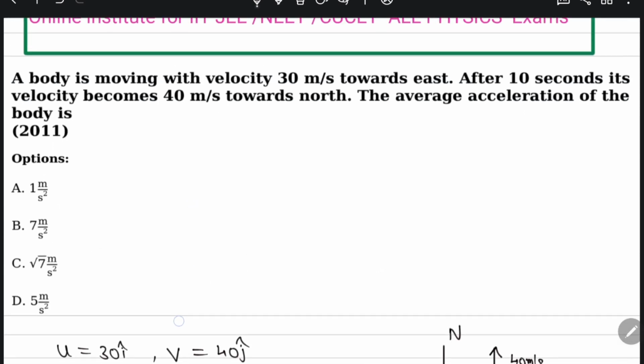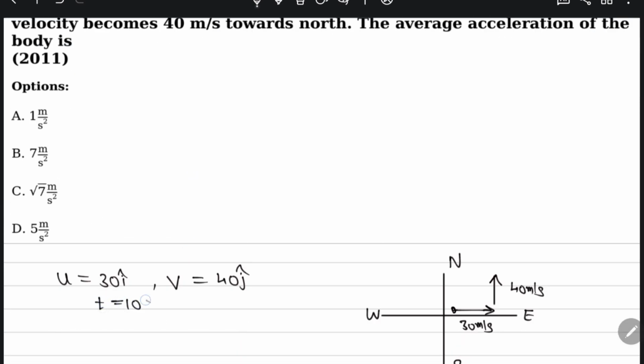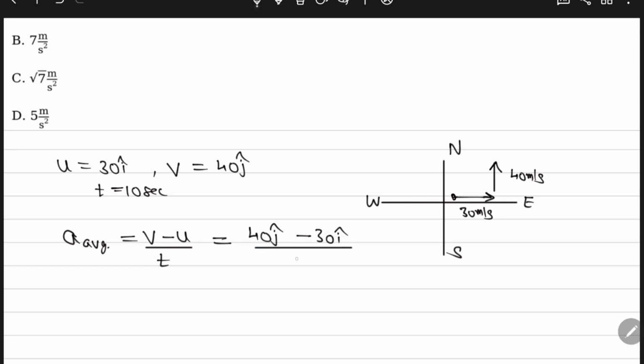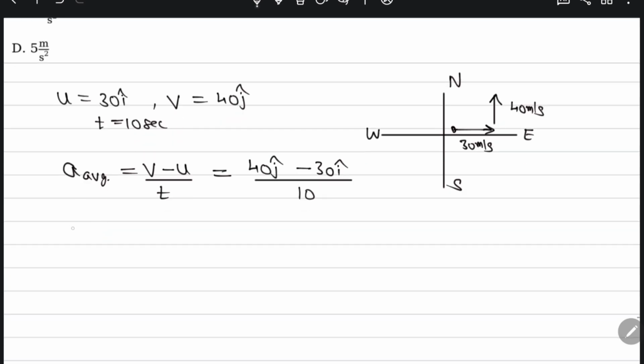This means their final velocity becomes 40 j cap. Then the average acceleration during the time interval, and the time they have given is 10 seconds. Just write average acceleration. They're asking for the average acceleration, which is the change in velocity, final velocity minus initial velocity, divided by the time interval. So that is 40 j cap minus 30 i cap divided by the time interval. So here the average acceleration comes out to be 4 j cap minus 3 i cap, right?